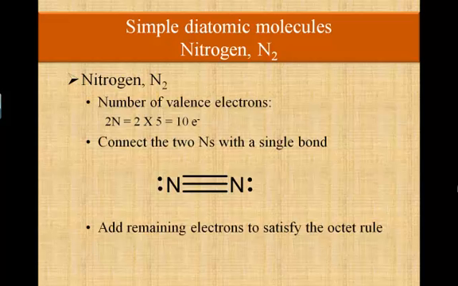Well, we've looked at some very simple diatomic molecules. In our next video, I want to take a look at some triatomic and larger molecules.